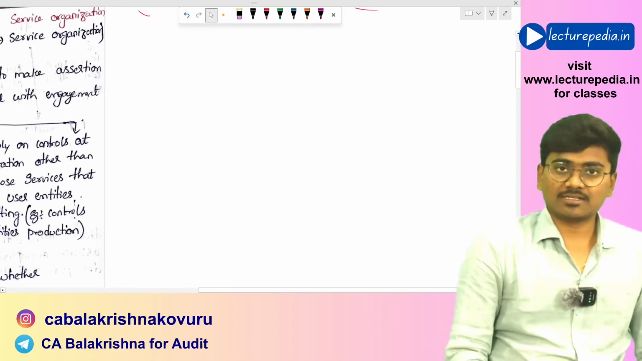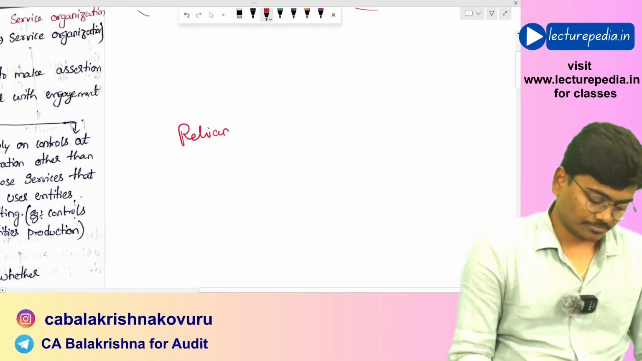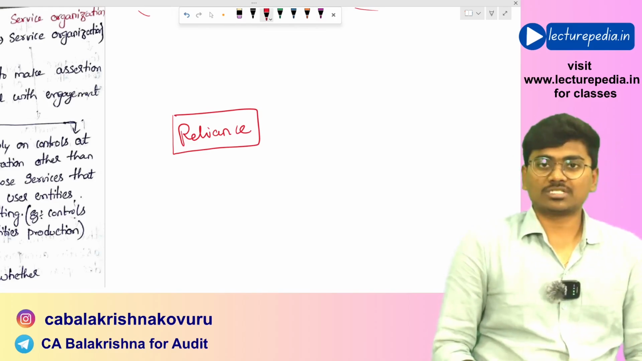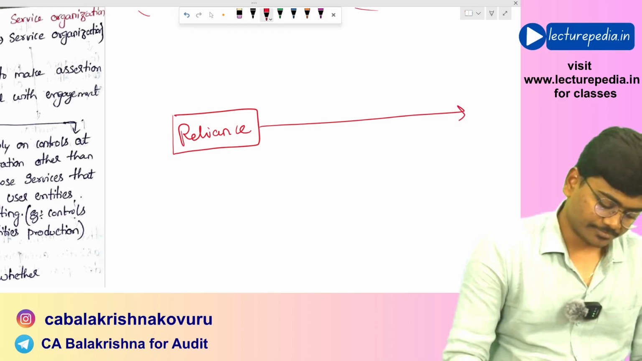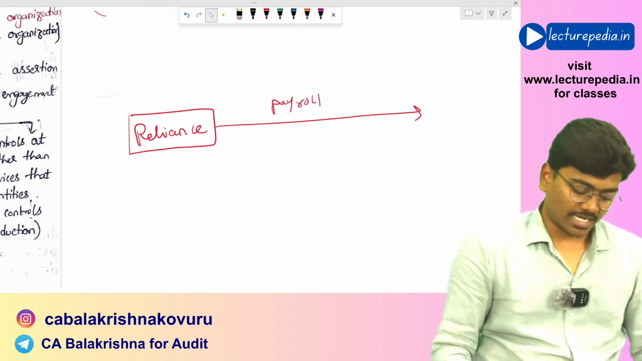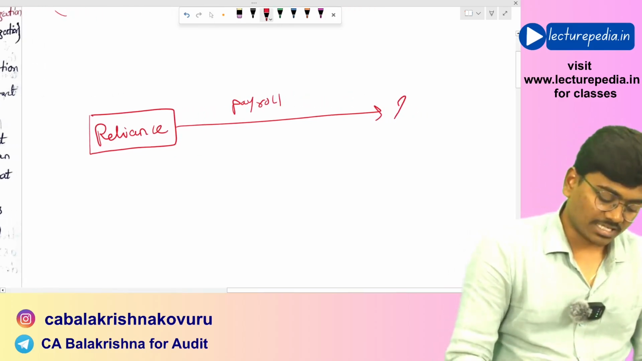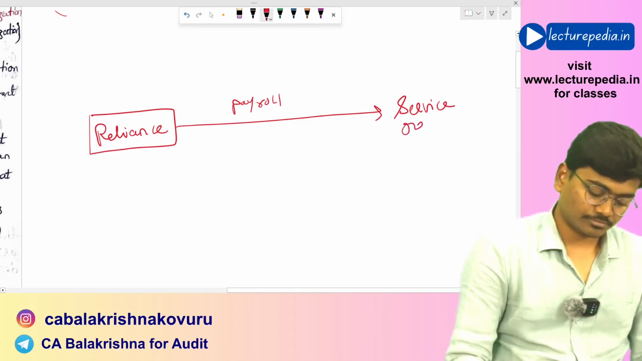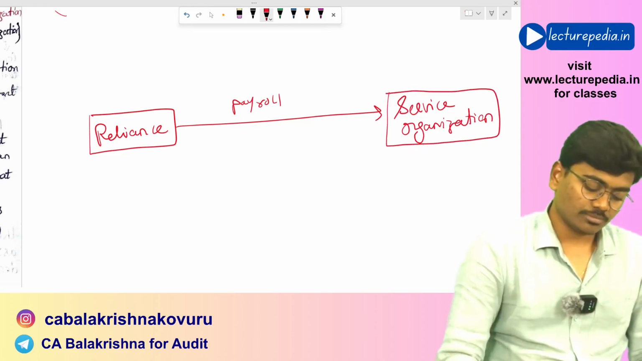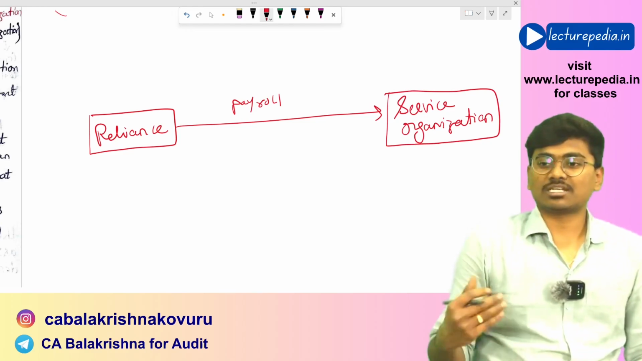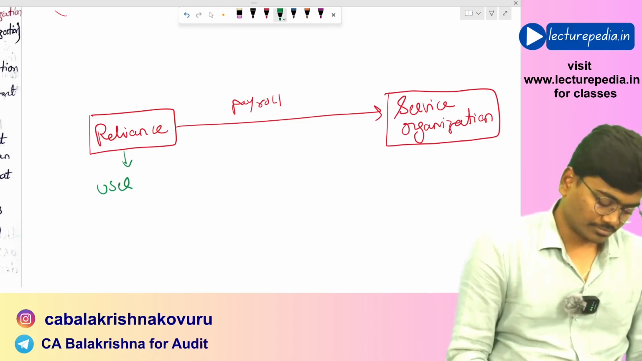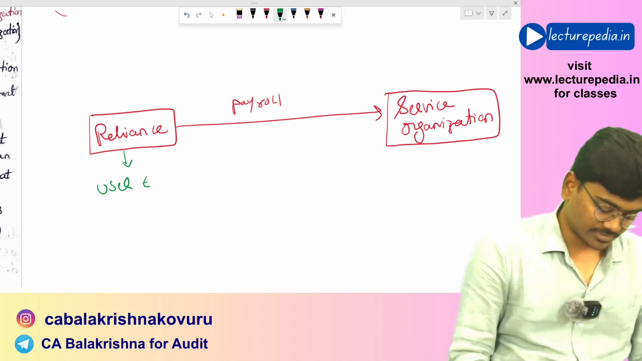Now, generally, let's say there is a company, Reliance Industries. Reliance Industries has outsourced one of its activities, let's say payroll activity. This example I have told you while discussing SA 402 as well. So, payroll activity has been outsourced to a service organization. Why are you calling this a service organization? Because it is providing outsourced service to Reliance Industries. Here Reliance Industries will be the user entity because it is using the services of the service organization, right?